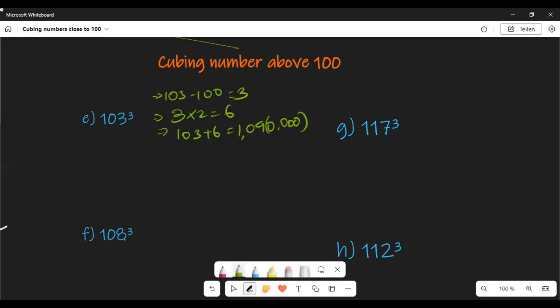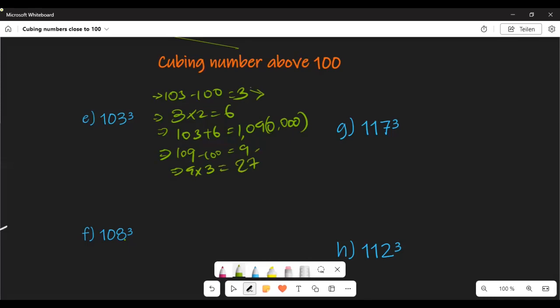The next thing we're going to look at is the new value, which is the difference between 109 and 100. So 109 minus 100 is going to give us 9. And the previous one was 3. So we're going to multiply this one and this one. What is 9 multiplied by 3? That's going to give us 27.